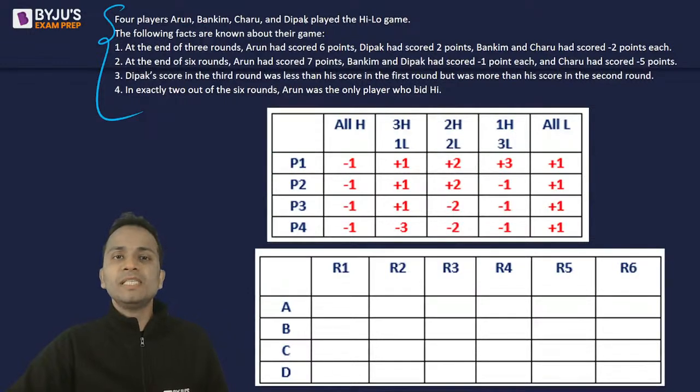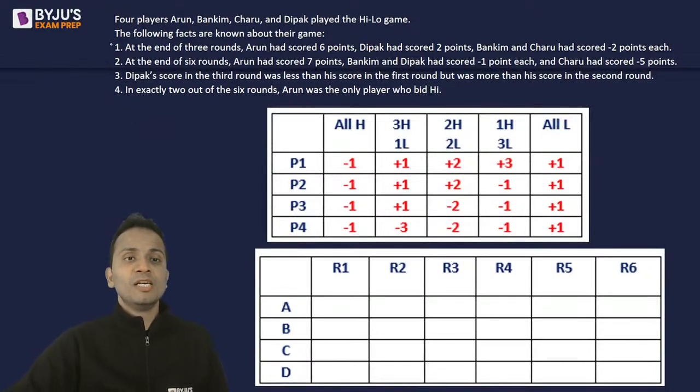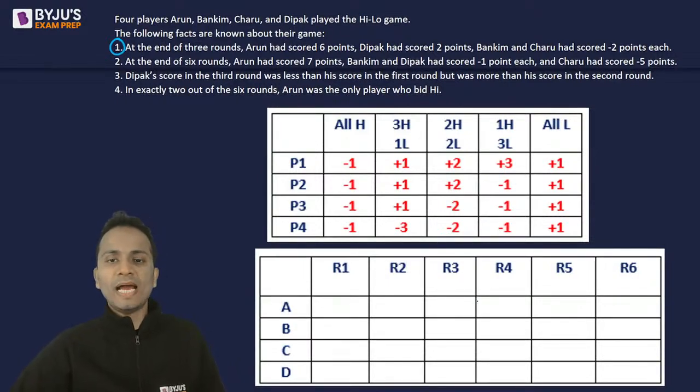4 players A, B, C and D played the high-low game. These are the rules which will help us in determining how many points everybody will score. And now below that, I have a blank table. There are 4 players and 6 rounds in this table. All right. Now let's start filling up the numbers. So point number 1, at the end of 3 rounds, Arun had scored 6. So let me write their points. Okay, so at the end of 3 rounds, Arun had scored 6 points. So I'm writing 6 here.